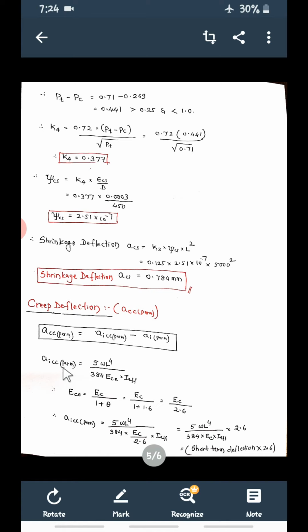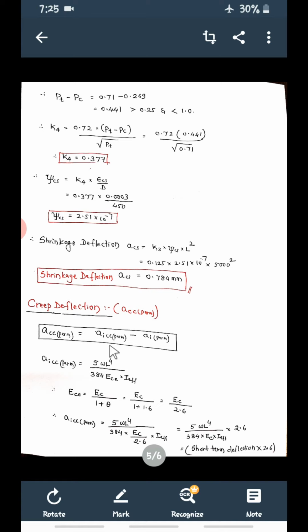Therefore, Δcc permanent is equal to 5wL^4 divided by 384 into Ece into I effective, where Ece is Ec divided by 2.6. So this 2.6 I will take to the top. The remaining part is 5wL^4 divided by 384 Ec into I. This is the short term deflection, which we have already calculated in the previous step.